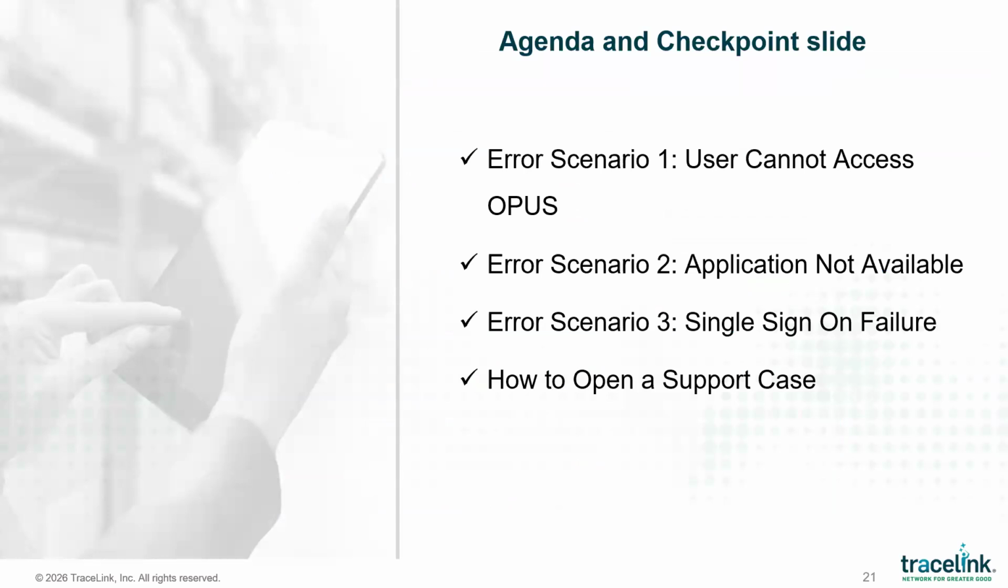So that brings us to the end of part 3 of OPUS administration, looking at the 3 error scenarios with admin. So we looked at scenario 1, user cannot access OPUS. Scenario 2, the application isn't available. And scenario 3, single sign-on failure. And lastly, we took a look at how to open a support case.